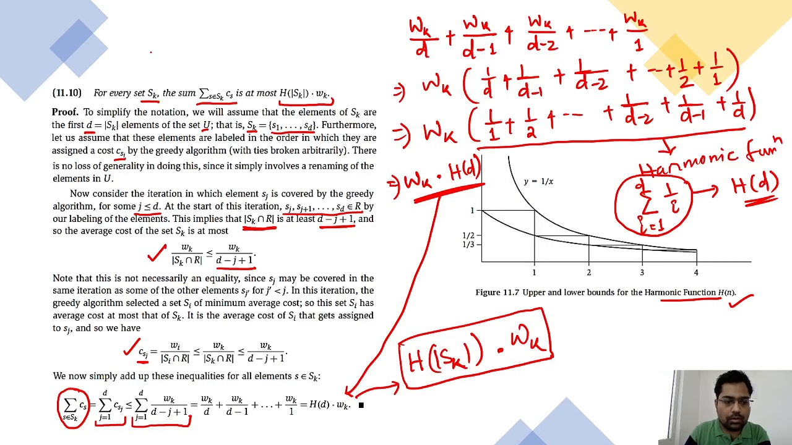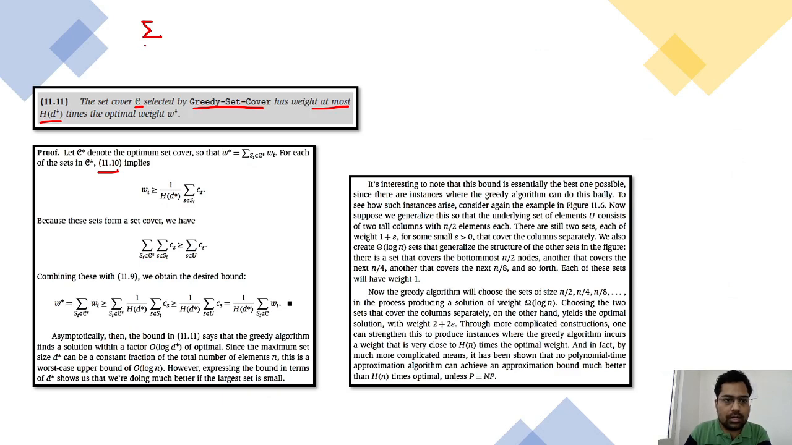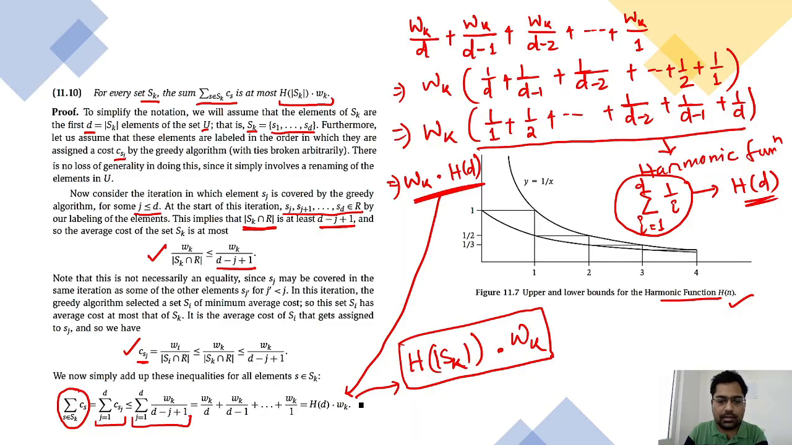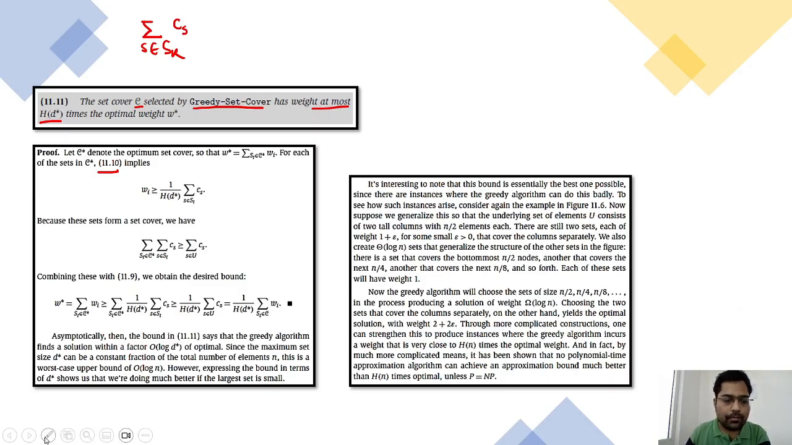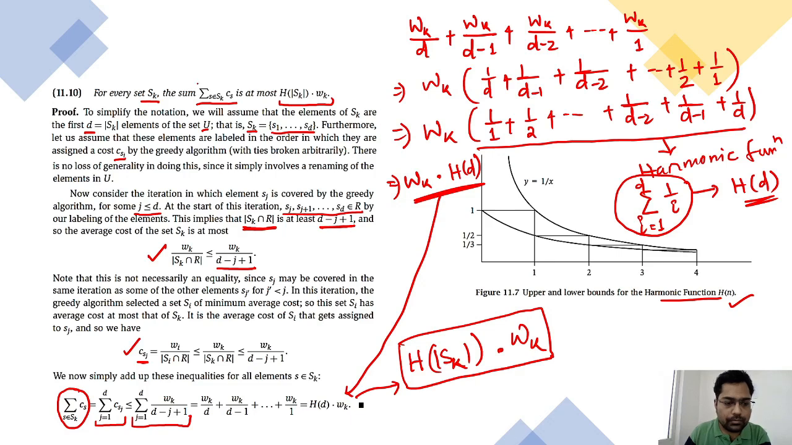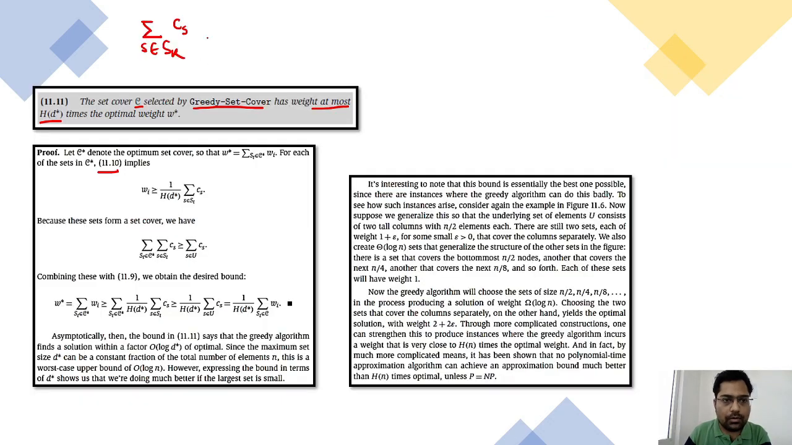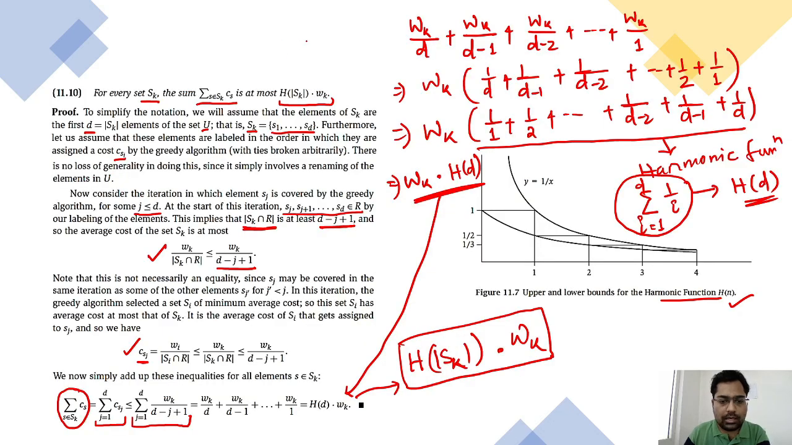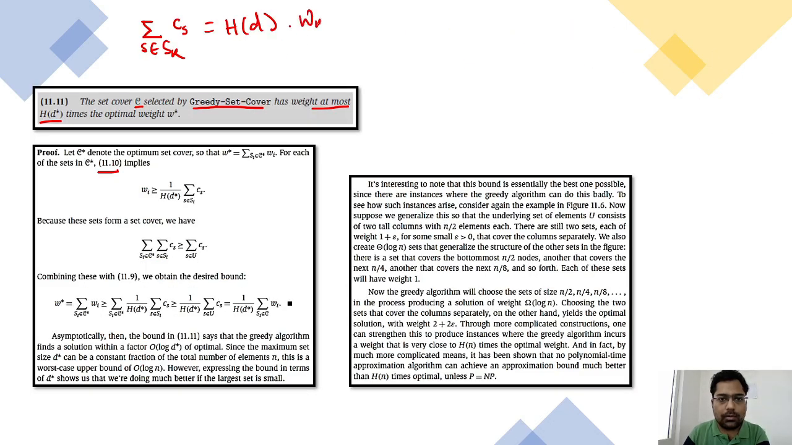Suppose it is S which belongs to S of K, all the elements. Next, this is CS, those elements which are being selected. On the other hand, it is there as H of HD, clear, HD into W of K.